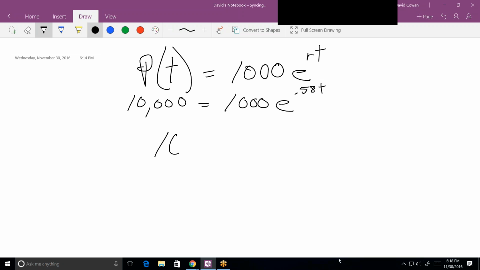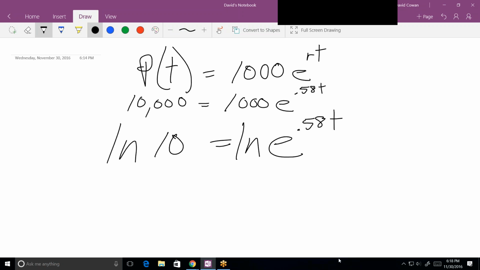So you get 10 equals... divided by 1,000, right? Yes, always. In other words, you can't take the log of both sides until you get this thing down to something that looks like this, with no coefficient in front of the e or the number or whatever it is. Now, it's always e when you're talking continuous growth or decay. This is why natural log works so well, because natural log of e is 1.